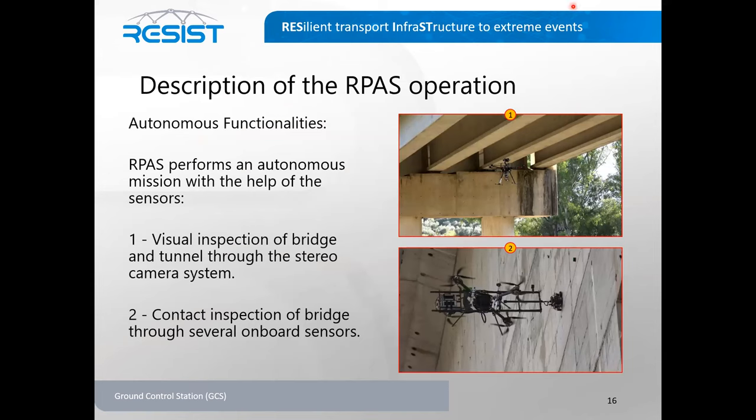Now I'm explaining the RPA's operation. The first RPA is the visual inspection one, this here, which performs a completely autonomous flight through the bridge with the help of the sensors on board. And the second RPA is the contact inspection one, which performs several measurements with the help of the onboard sensors.